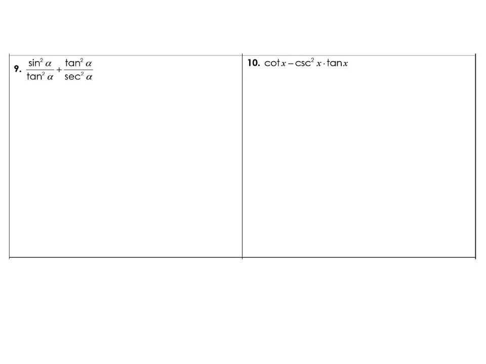Okay, for number 9, this looks like another candidate for going through and changing everything over to sine and cosine. Now, for this one, our numerator is already sine, so I'm going to have sine squared alpha over cosine squared alpha plus tangent squared, but we're changing that, to sine squared alpha over cosine squared alpha. And all of that is over 1 over cosine squared alpha.